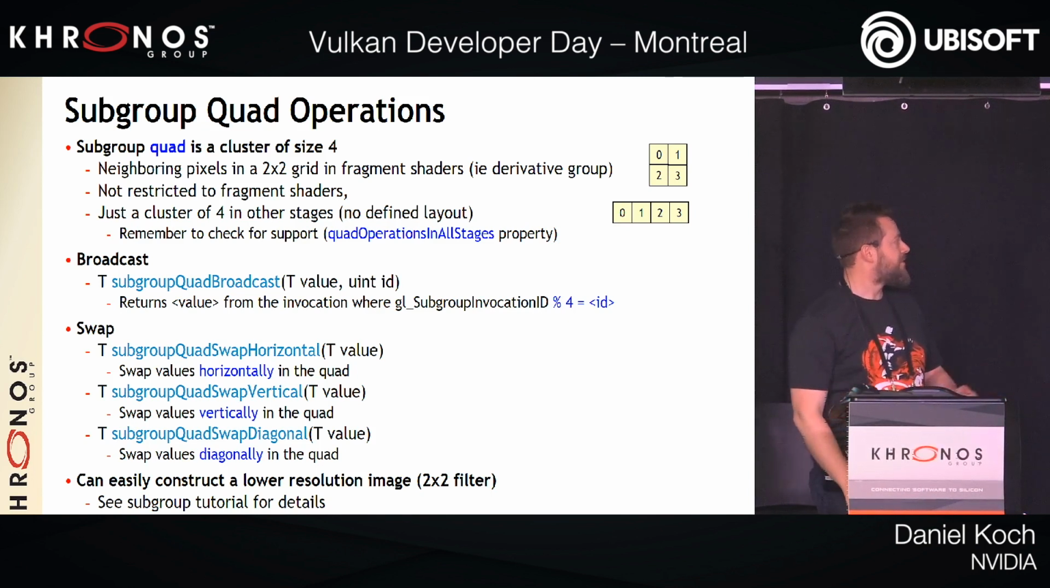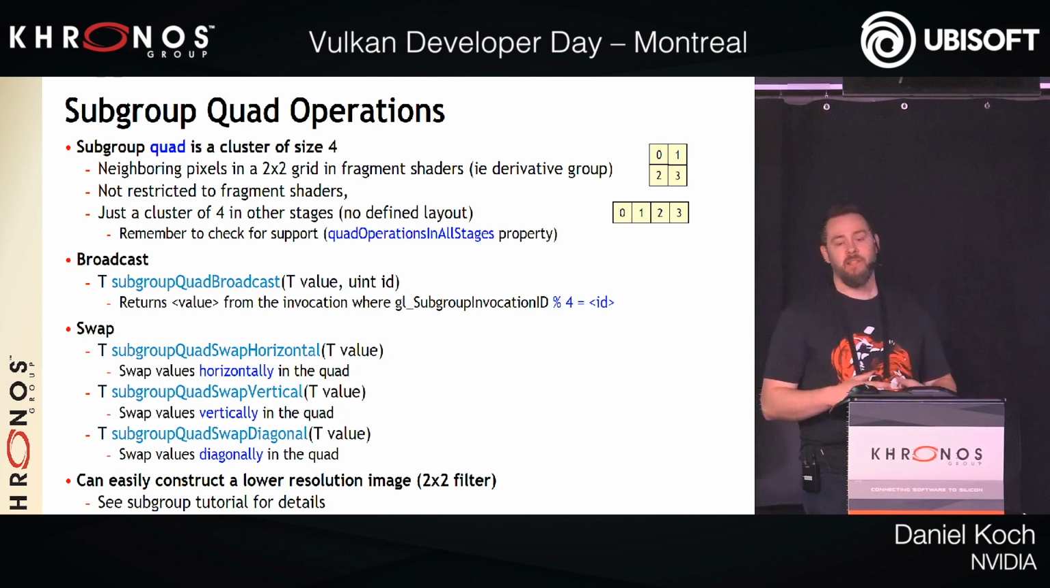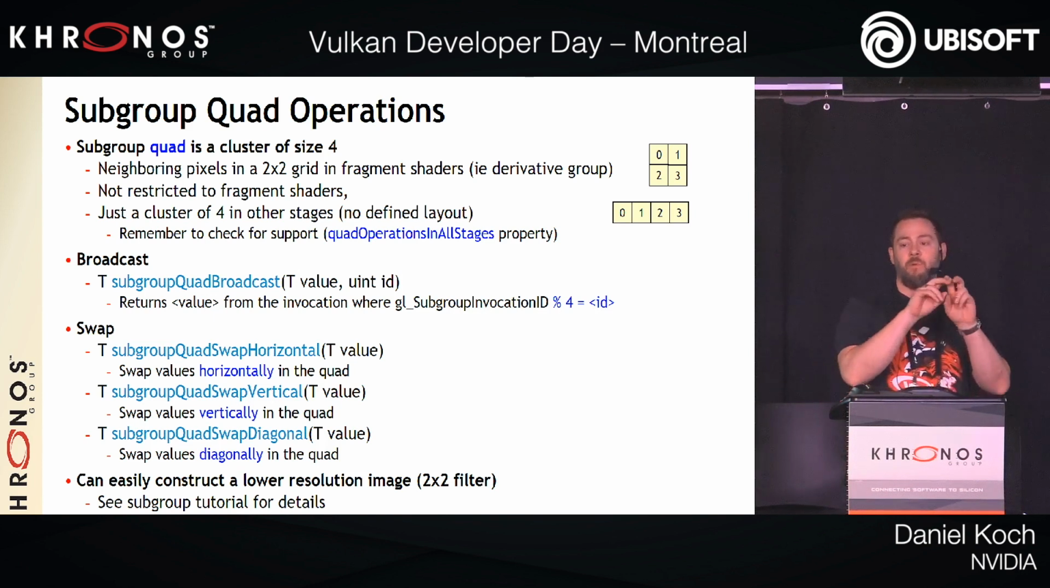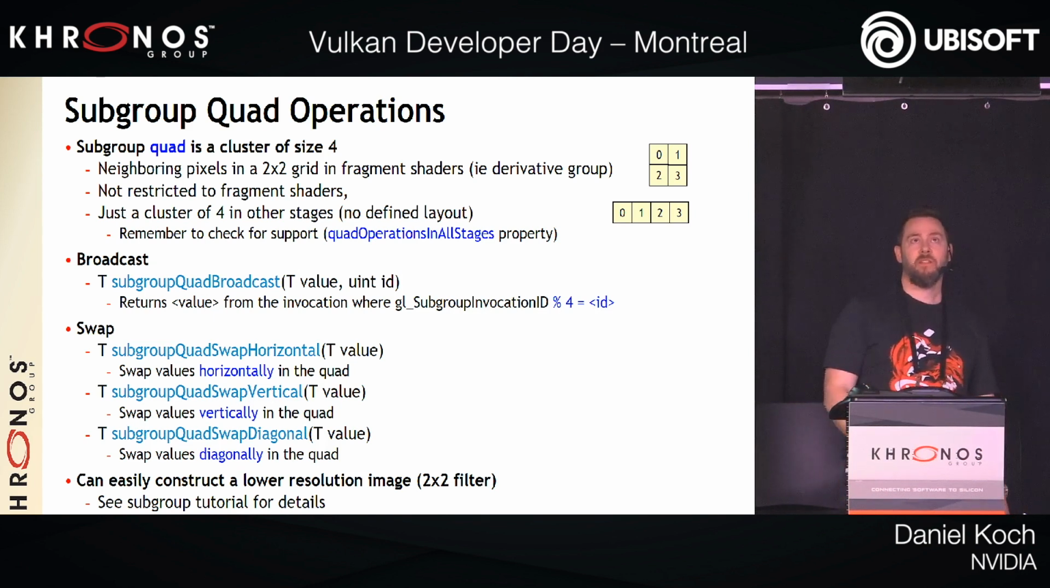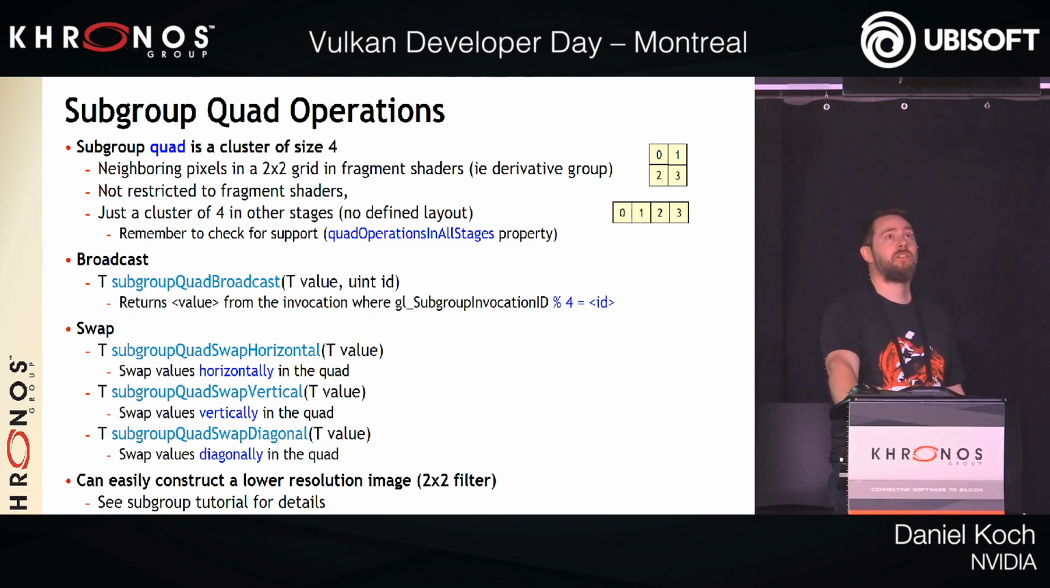But they may not be restricted to fragment shaders. They're also supportable in compute shaders, and depending on the quad operations in all stages property, you might actually be able to use them in vertex or geometry or tessellation shaders as well. So what can you do with this? Well, you can do a subgroup quad broadcast. So you basically send one value to all the invocations in that quad. You can do horizontal, vertical, and diagonal swaps within the quad.